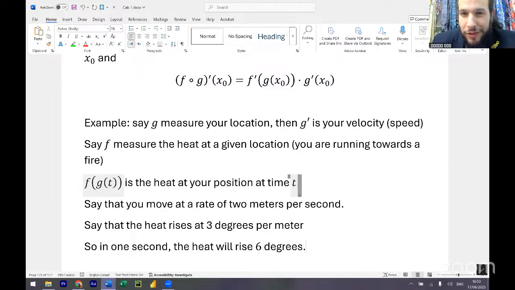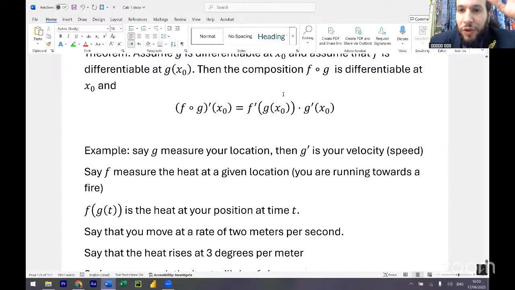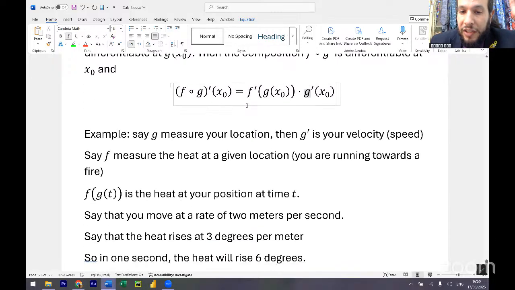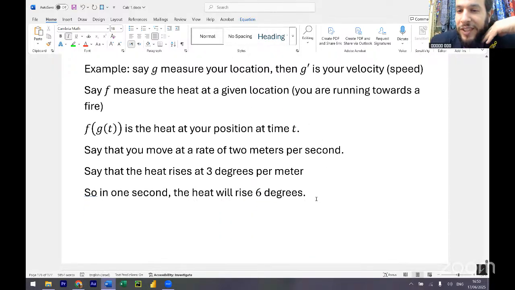That's the chain rule. It's simply the product of the rates of change. The difference is that for the degrees the variable is the location, and for the location the variable is the time. So these are different units altogether, and different locations, different values. But it's simply the product of the rates of change. And that's not a proof, that's just a general explanation around the chain rule.